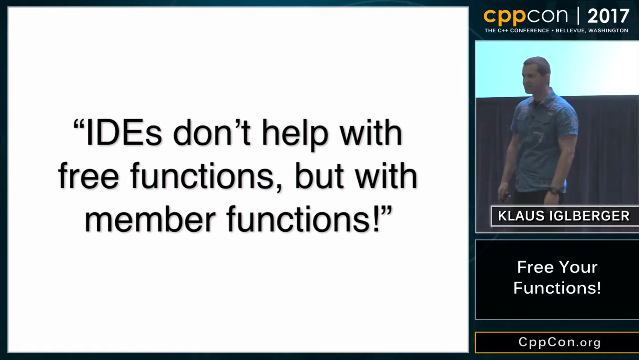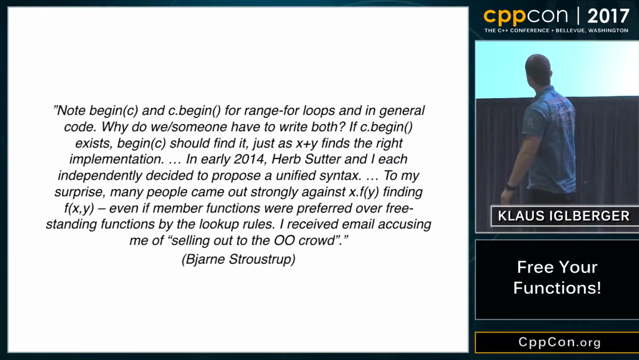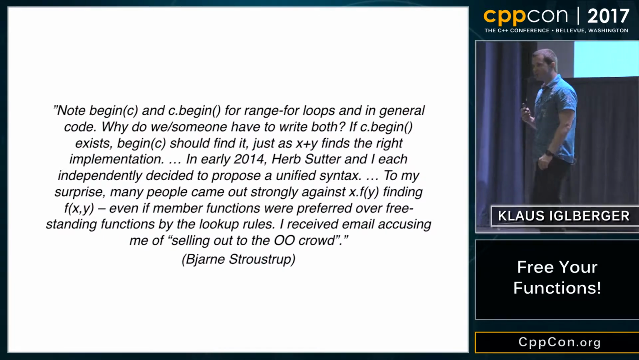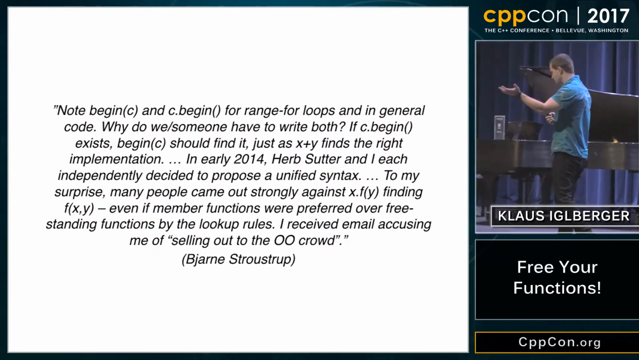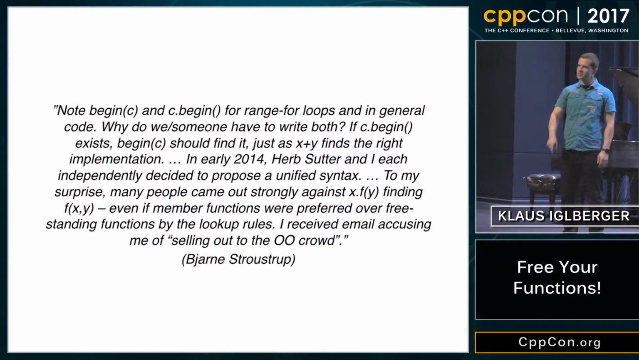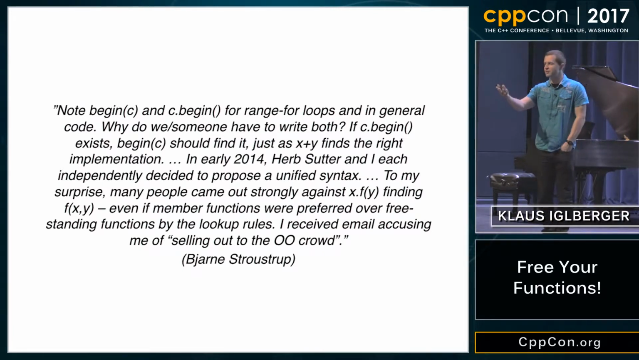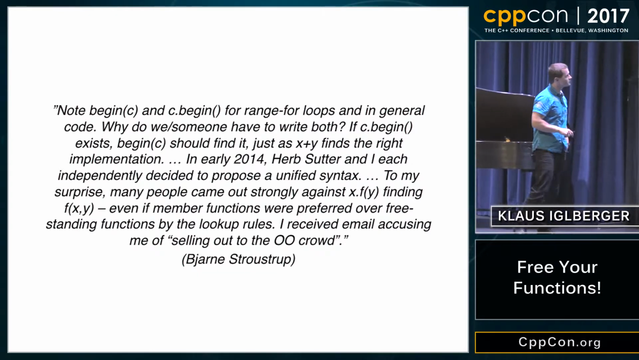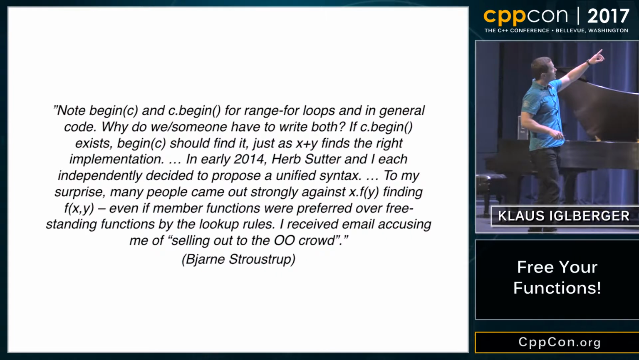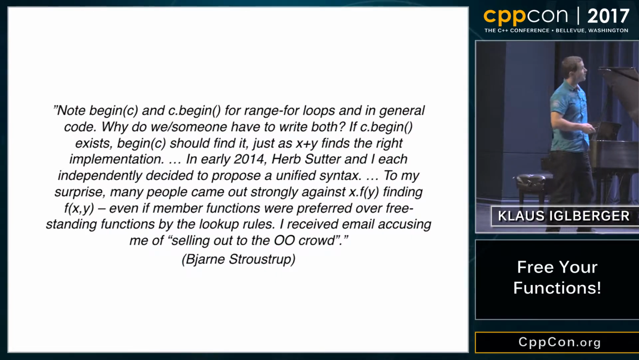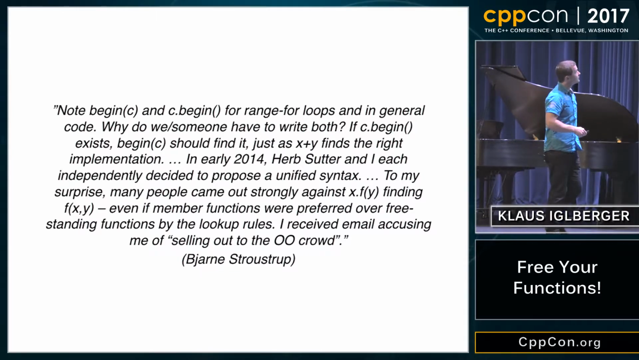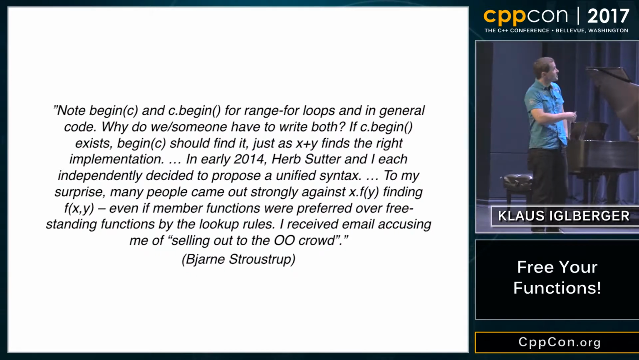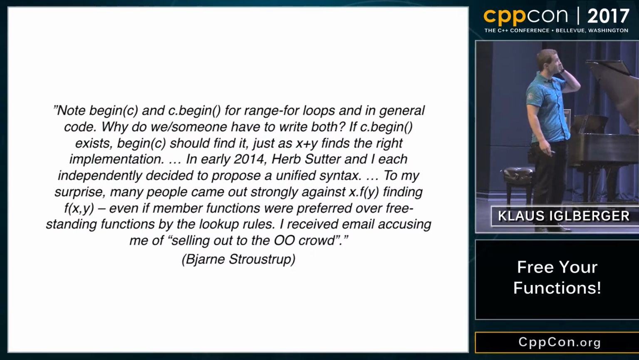The other alternative that you might have in the future somewhere is uniform call syntax. You might have heard about this. So there was a suggestion in 2014 that it should be irrelevant how you call a function. You should be able to say s dot call a function, which also calls free functions. And this is now a quote from Björn, who, I just read it. Note begin(C) and C.begin() for range for loops and in general code. Why do we, someone, have to write both? If C.begin() exists, begin(C) should find it, just as X plus Y finds the right implementation.